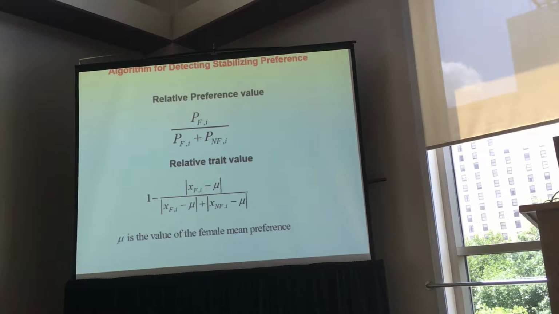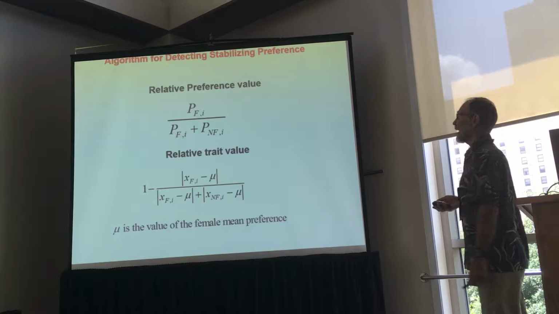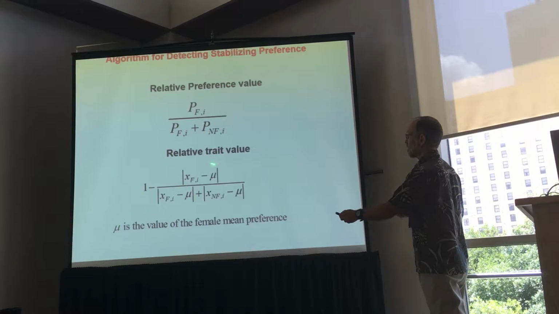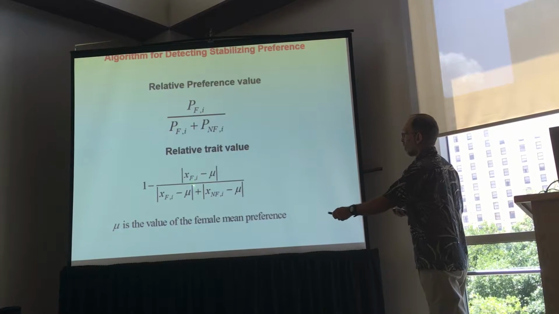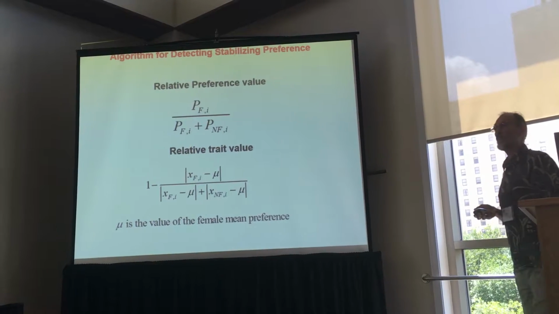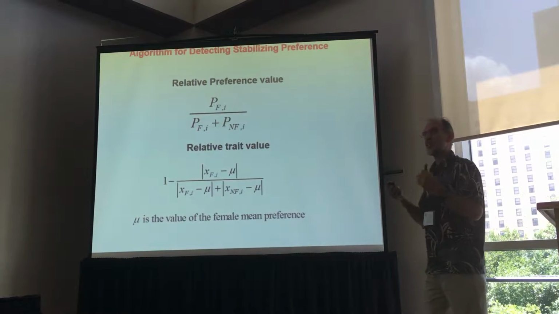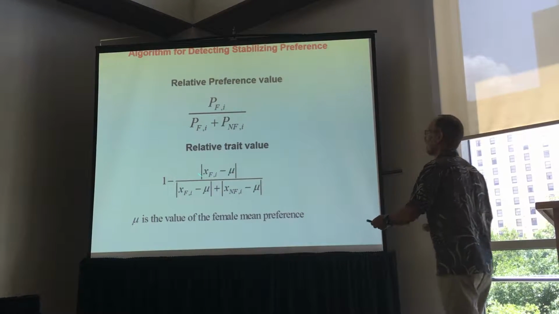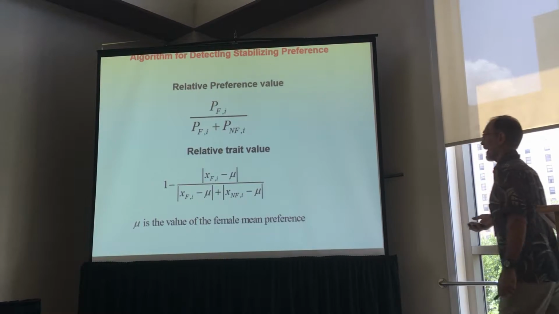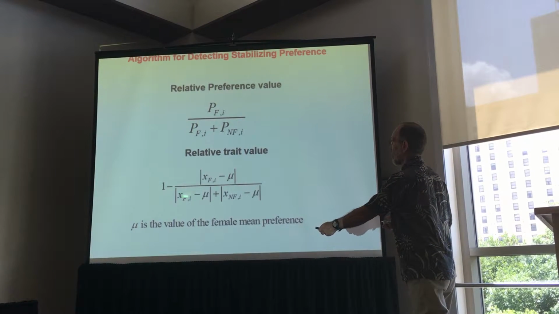Stabilizing preference is a little bit more tricky. We still have the same relative preference value, but now the relative trait value is defined somewhat differently. We take the absolute value of the difference between the trait value of the focal male and the mean preference of the females in the population. At the moment, we're assuming we know that. So we take that and divide it by the sum of those two absolute values. And to make the regression positive, we take 1 minus that.